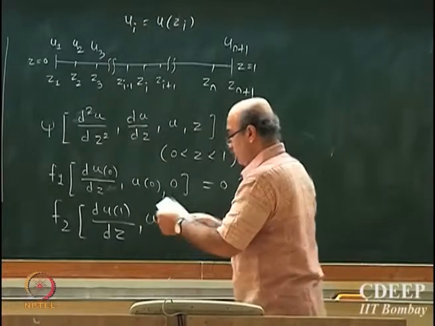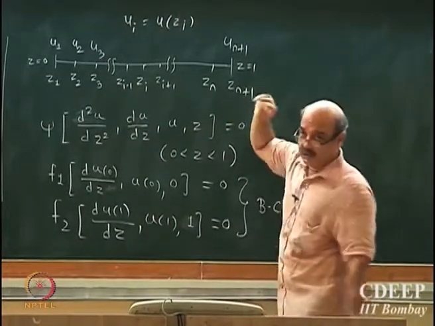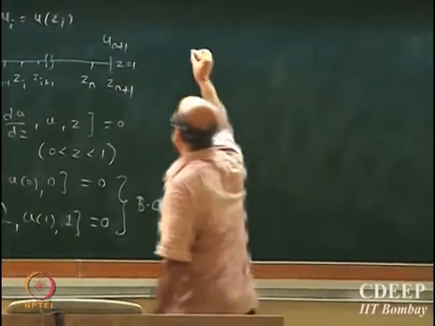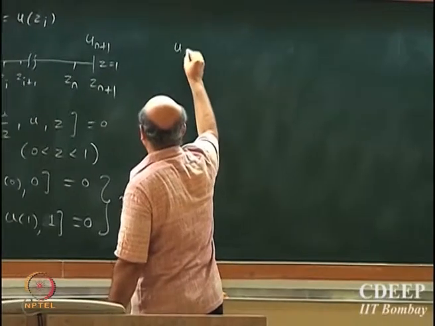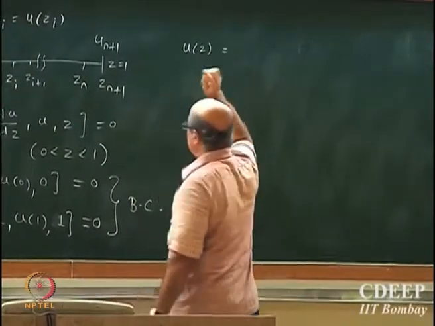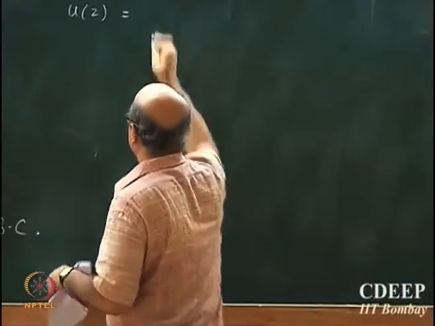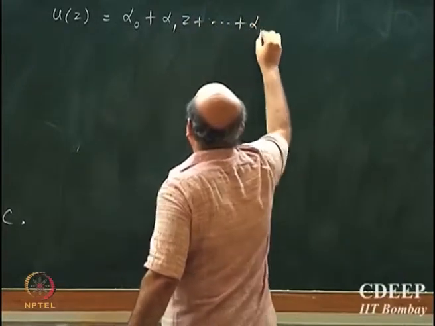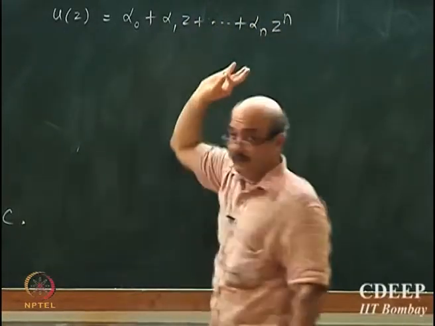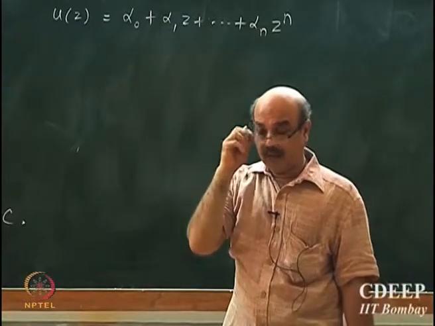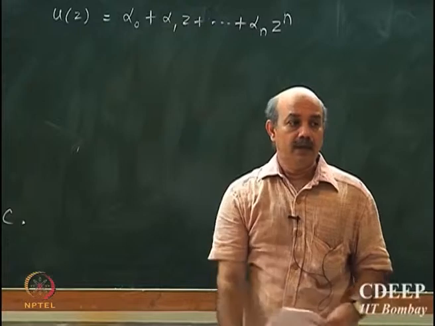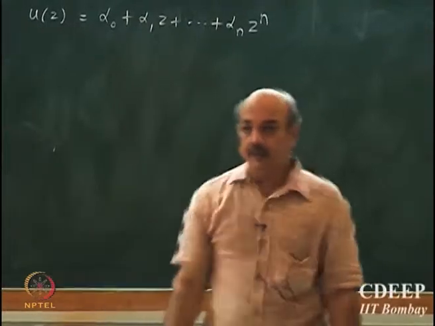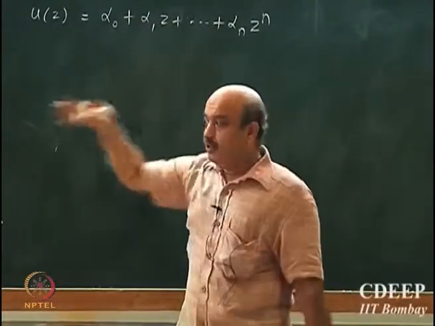So now what I'm going to do is represent my approximate solution to this problem as a polynomial, as an interpolation polynomial. So let me call this u of z is equal to alpha 0 plus alpha 1 z and so on. This is my proposed approximate solution for this particular problem.